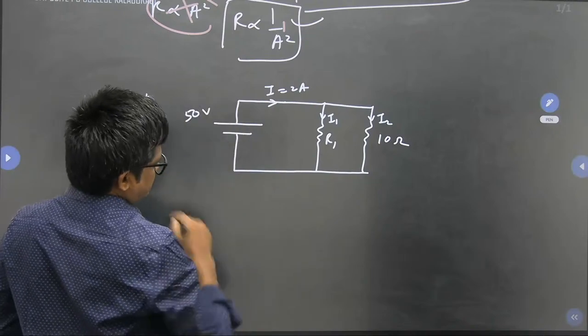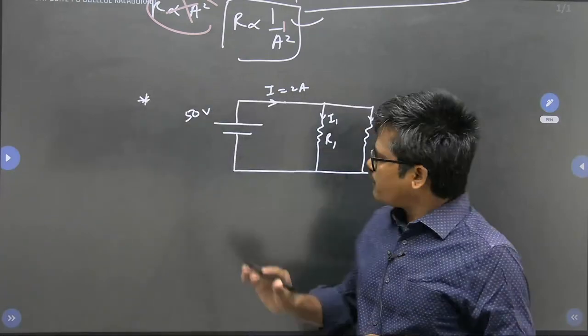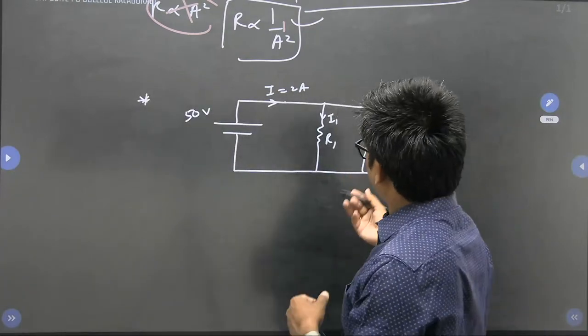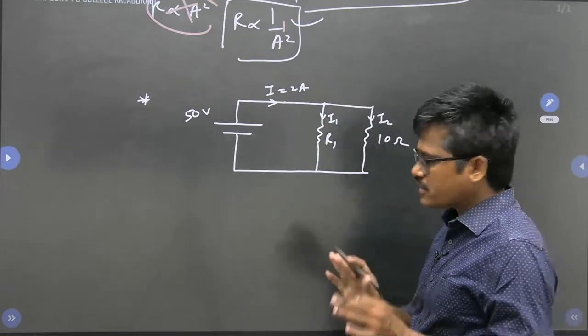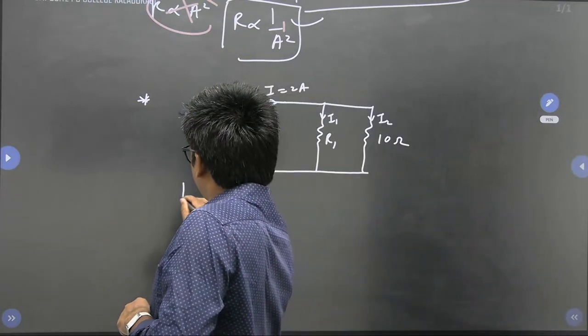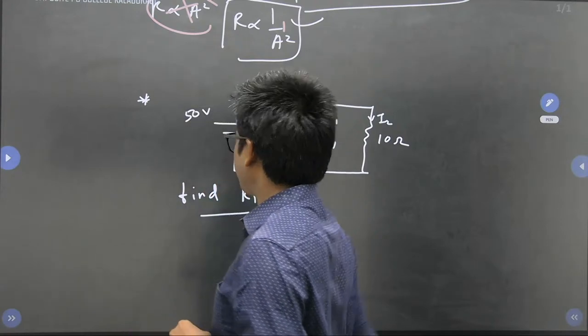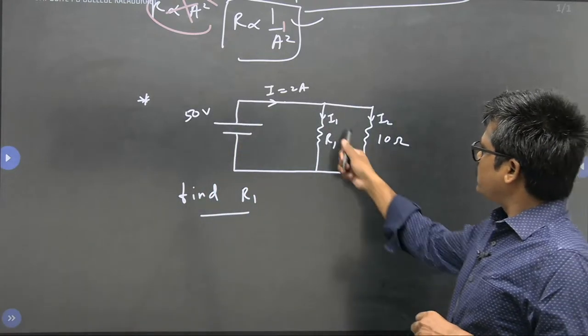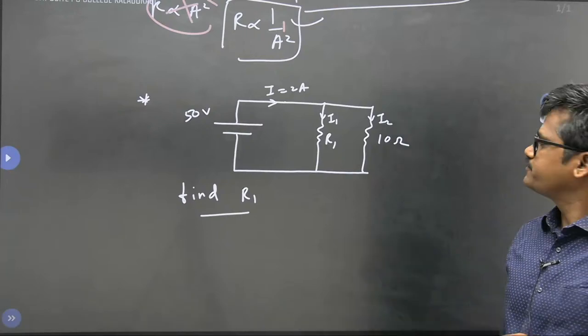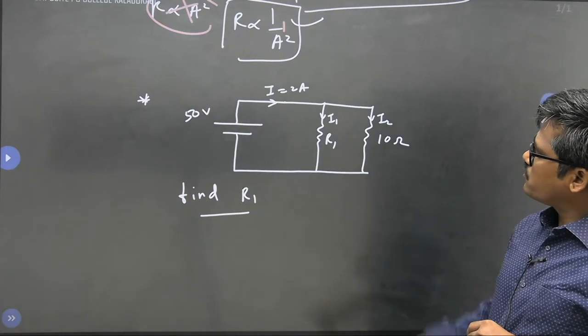Let us say one given thing in this case will be effective resistance. This is the circuit they are given. What they are asking is, find R1. This value is not given, we have to find that. Right or not? This is the circuit given.